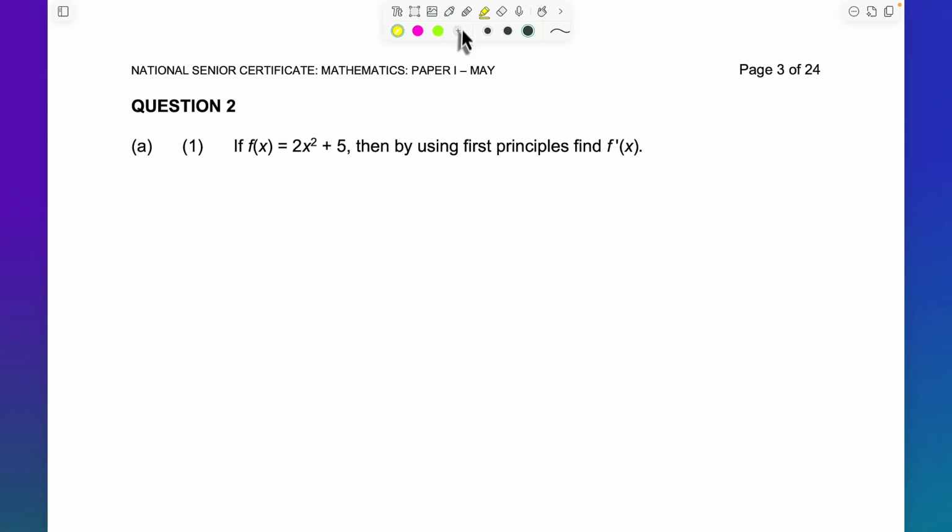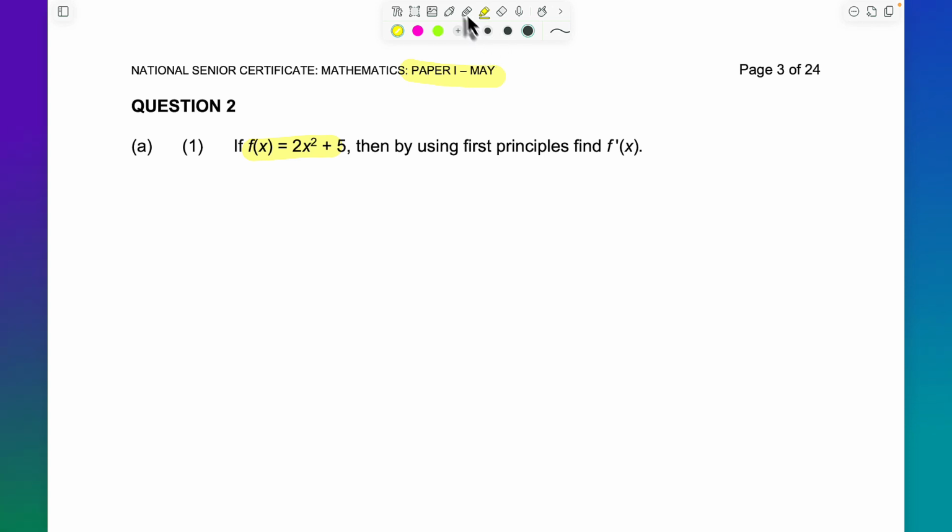So for this video, we are using the 2023 supplementary exam. If you can hear some noise in my background, hopefully you can ignore that. I apologize for that. What we're trying to solve is trying to differentiate this function using first principles.